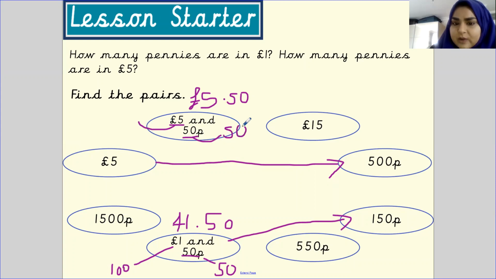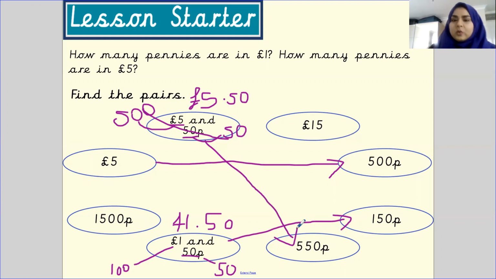Okay, so now shall we work out again what £5 is? If one pound is 100 pennies, we're going to count in hundreds. 100, 200, 300, 400, 500. So £5 is 500. So 500 add 50p means 550 pennies. Which means that £15 is 1,500 pennies. Shall we work it out?